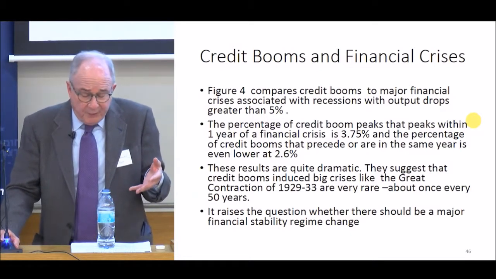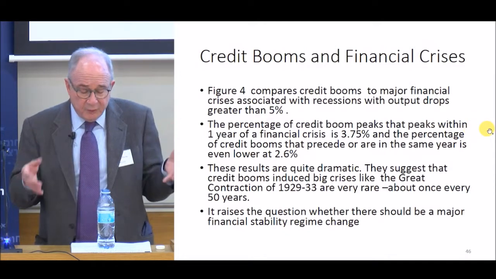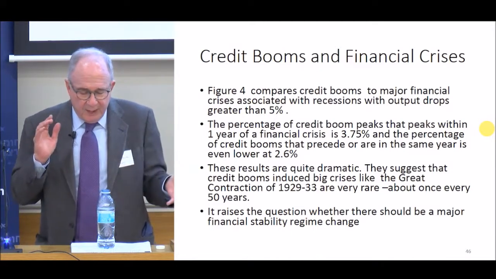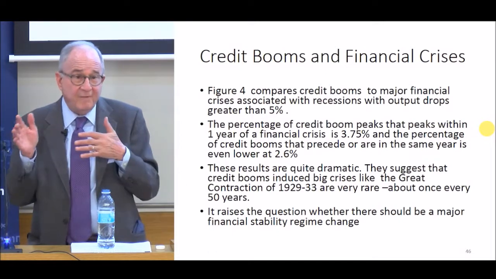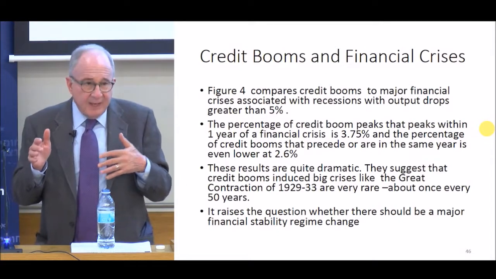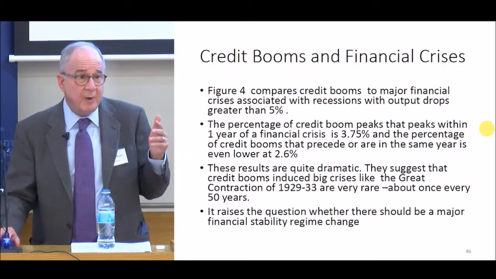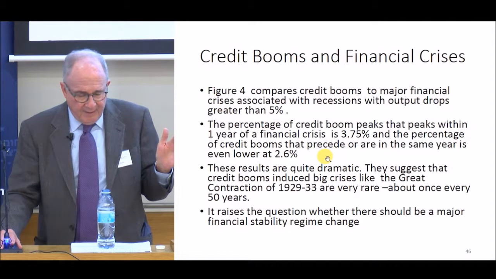So what the results suggest is that a credit-boom-induced big crisis, like the Great Depression of 29 to 33, is pretty rare. They come about once every 50 years. And so the question is, if that's the case, should you be changing your monetary stability regime based on that incidence?